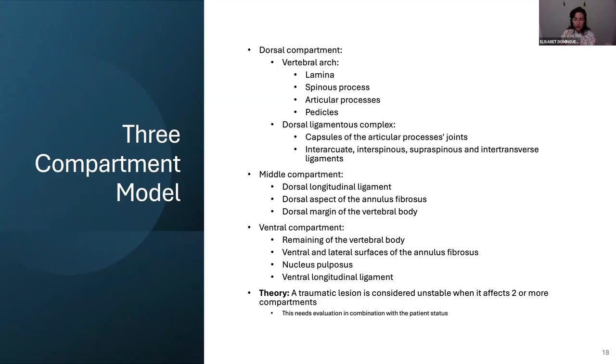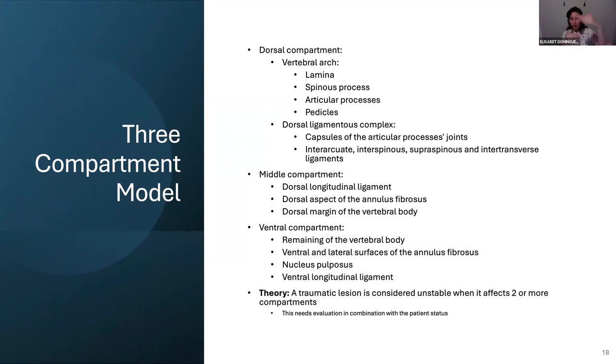That suggests then for the surgeons or for the neurologists that if this lesion is unstable, they may have to think about stabilization of the vertebral column. Of course, this is not always true, but it's a good model to follow to try to understand if the patient will need stabilization or not. So we need to know about it.